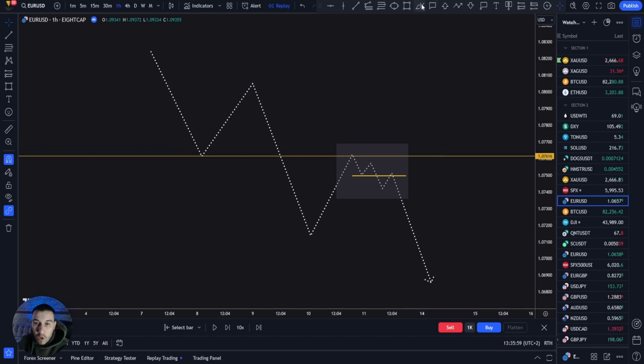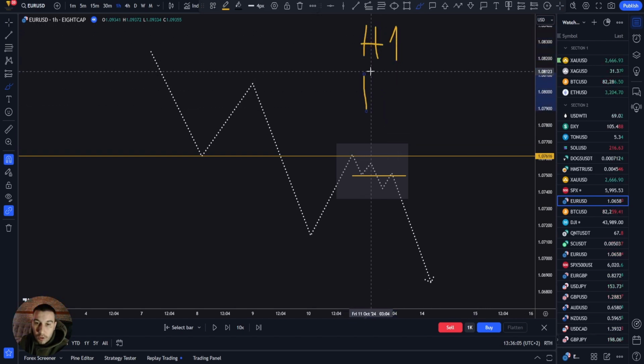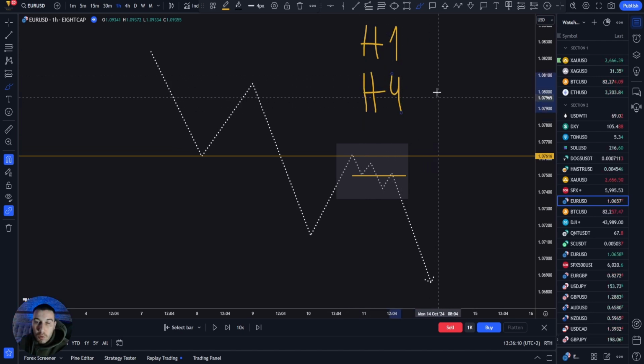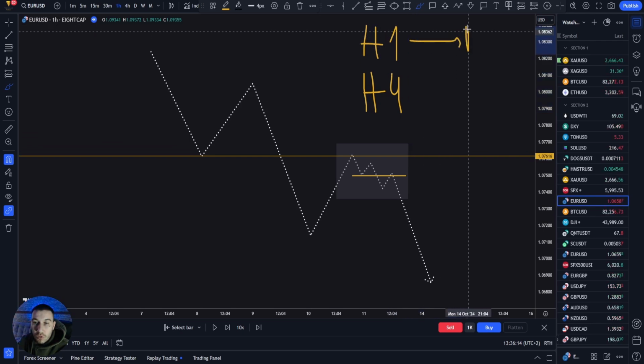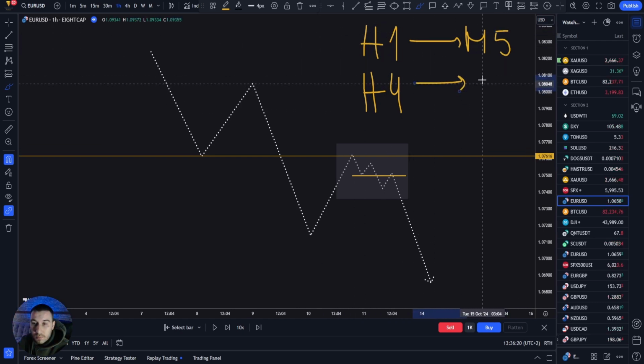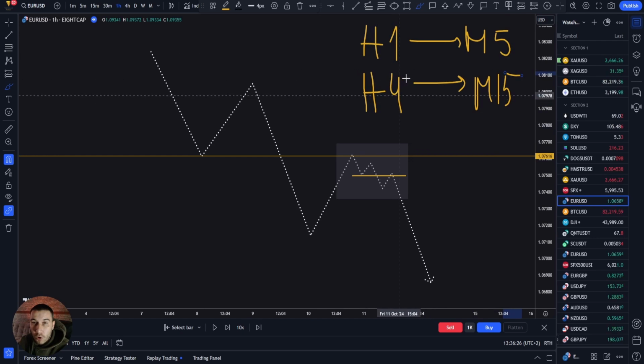We're going to need to work with a higher time frame, let's say 1-hour chart or a 4-hour chart. This is where we're going to be looking for a trending move, okay? And we're going to make our entry on either the 5-minute time frame if we're working with a 1-hour chart, or this is going to be the 15-minute time frame for entries if you're looking for a trending move on the 4-hour chart.